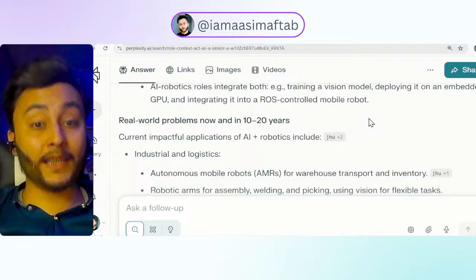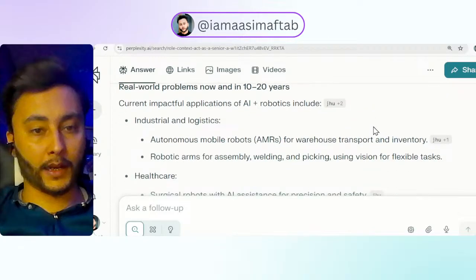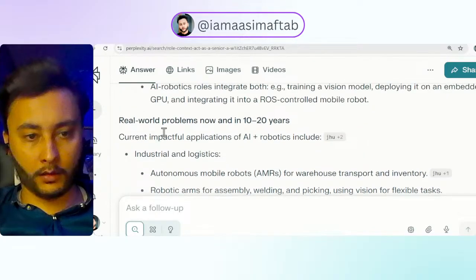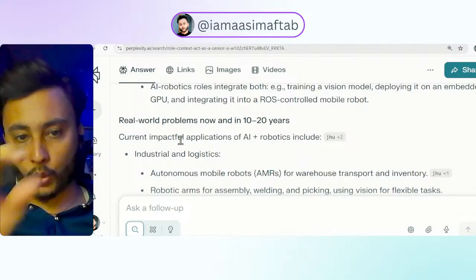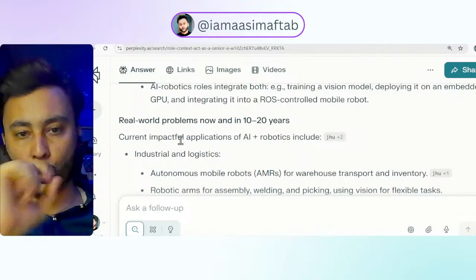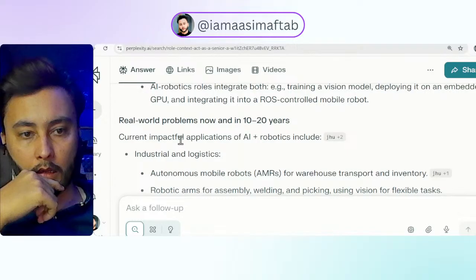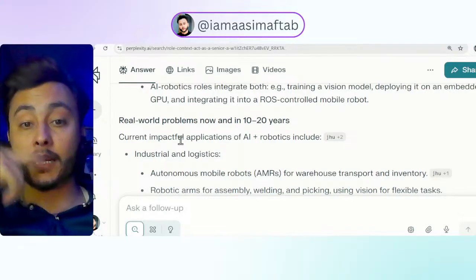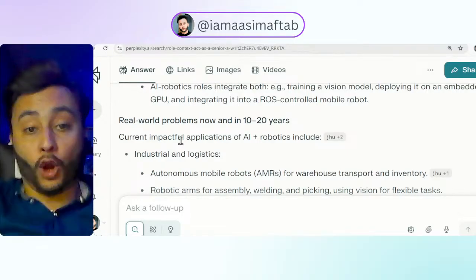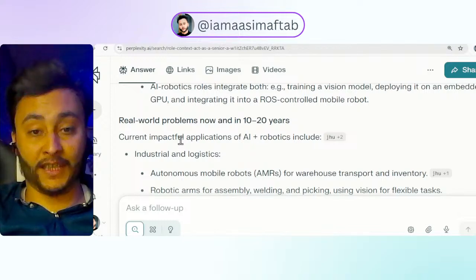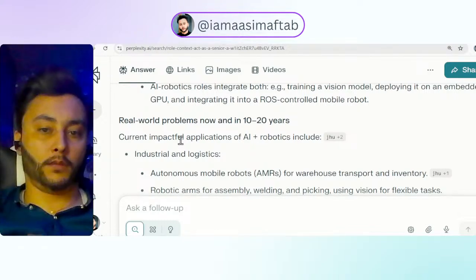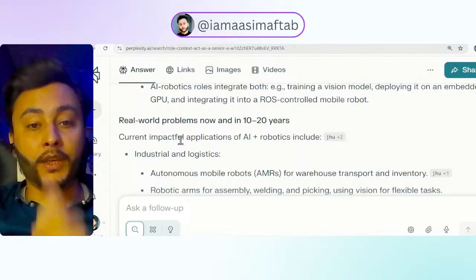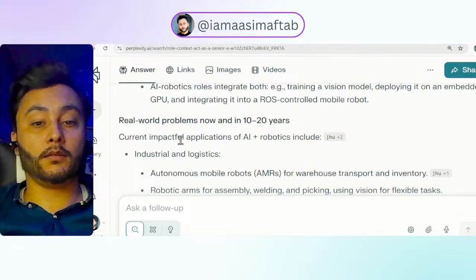Real-world problems now and in 10 to 20 years. Let me read it for you again to understand it more. Real-world problems now and in 10 to 20 years. It is also mentioning the problems which exist today and which may exist in the future as well. For that reason, we need AI plus robotics.